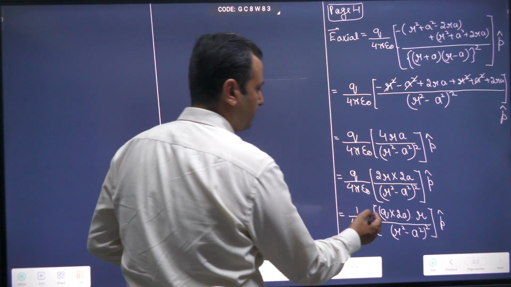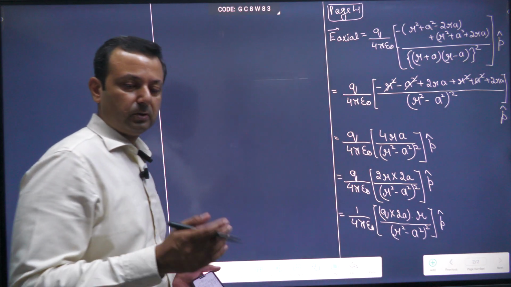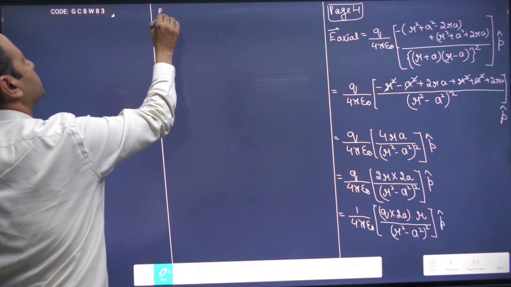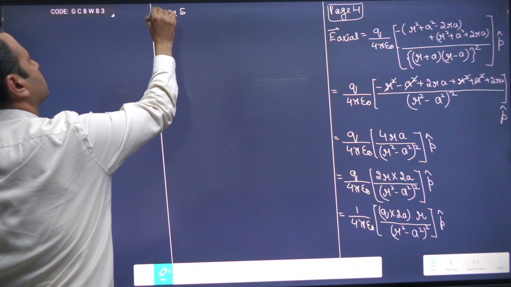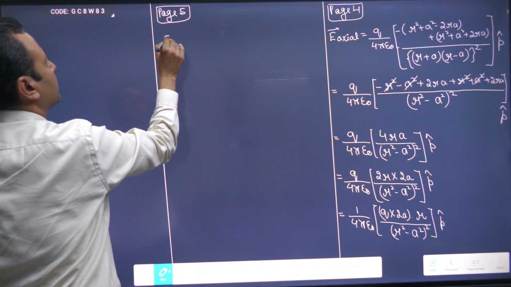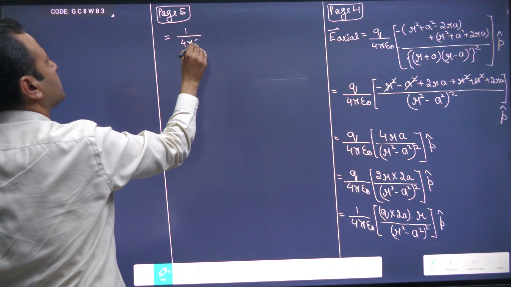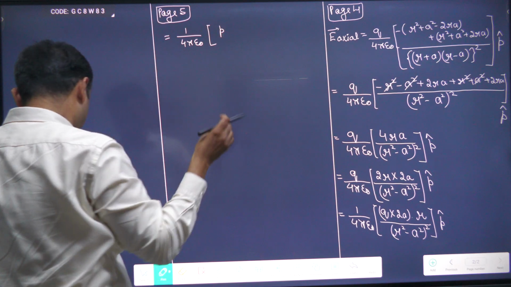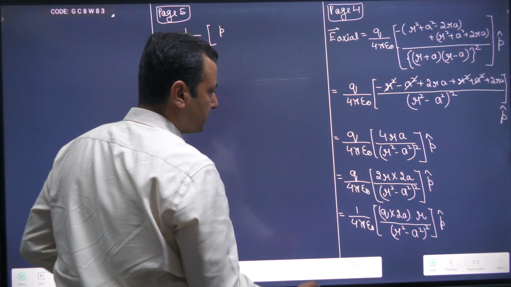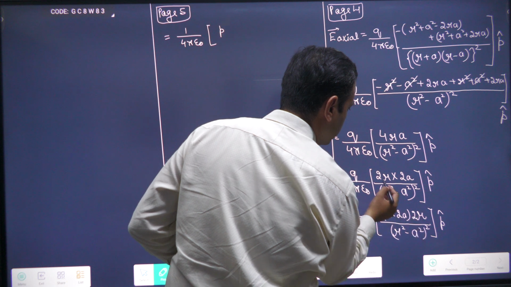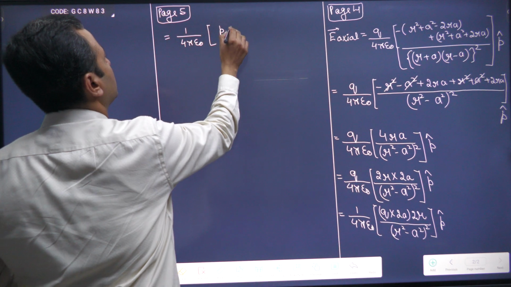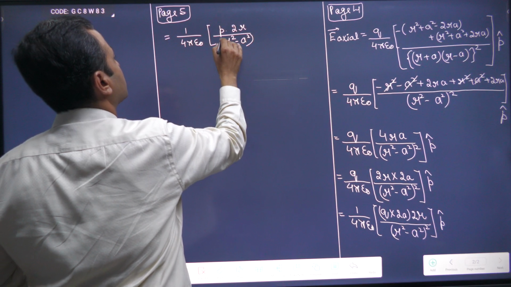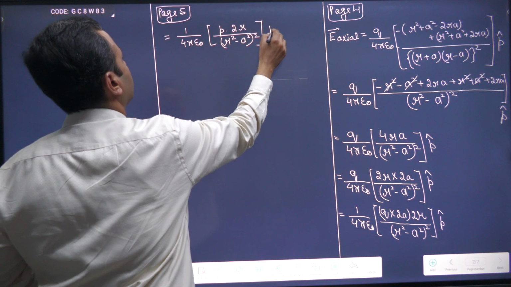Now why have we kept this q into 2a together? Because we know that q into 2a is the dipole moment. Is equal to 1 upon 4 pi epsilon naught, q into 2a is p, and sorry, I forgot to write 2r here. 2r. So p into 2r upon r square minus a squares whole square and p cap.